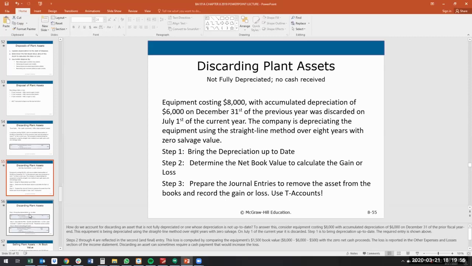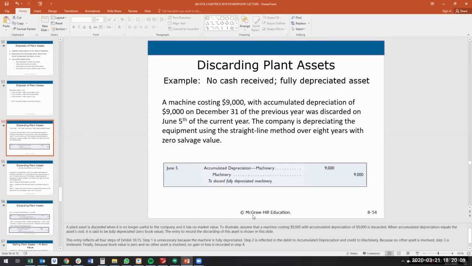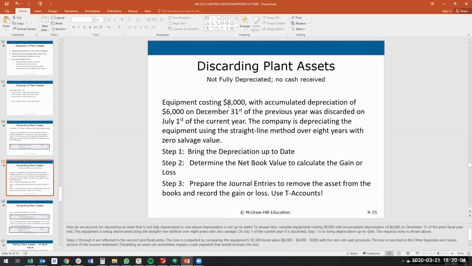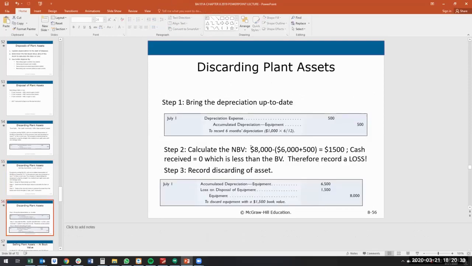So what if we just throw something away and we didn't receive cash for it, and it wasn't fully depreciated? This example is not fully depreciated to its salvage value. So again, we always have to follow the method. We determine the cost, and then we determine the depreciation. So we're saying 6,000 on December 31st, and then this question is asking you to determine half a year of depreciation expense, and it's already given you up to December 31st. So you have to figure out the depreciation expense remaining and then do journal entries.